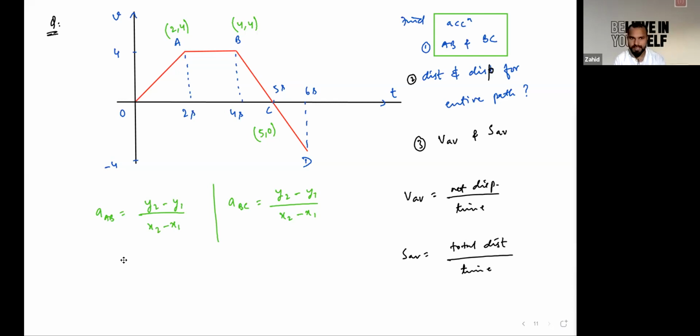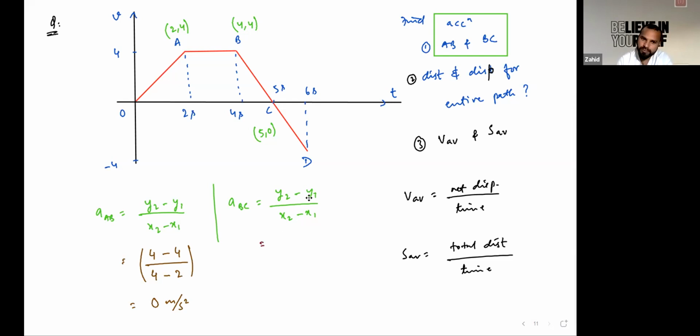Just see how to solve it. On going from A to B, B will be the final point, so it will be x2, y2, and A will be the initial point, so it will be x1, y1. So y2 is 4, and y1 is also 4. Divide by x2, 4, minus x1, 2. So 4 minus 4 would be 0. Divide by 2, so it would be 0 meter per second squared for the first part. Is it clear?